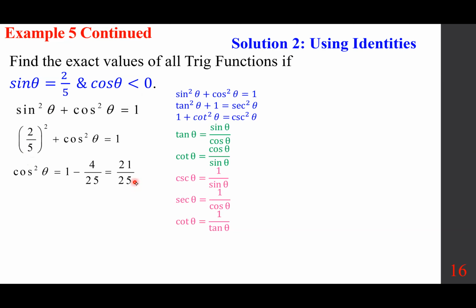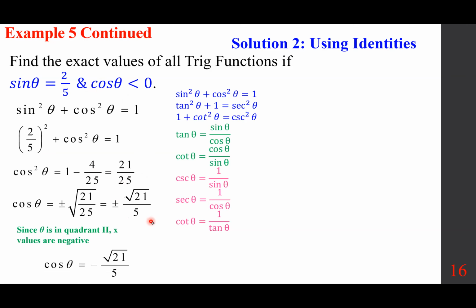I'm assuming nobody has any problem with these calculations. So cosine is plus or minus the square root of this number, and 25 comes out as 5. Now we go back, we know cosine is negative, so we choose the negative one, and that is obviously the same quadrant we found in the previous step, which is quadrant 2. We already know that.